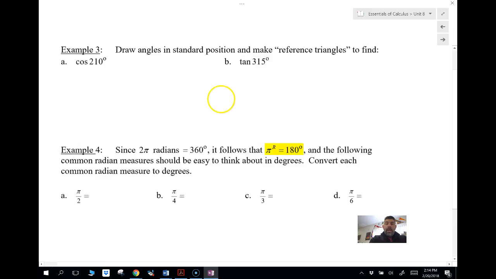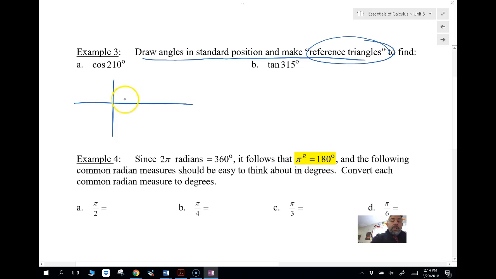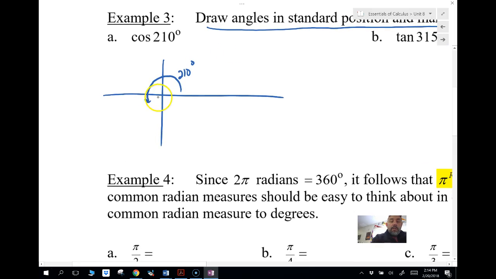So let's take a look at using reference angles. Draw the angles in standard position and make a reference triangle. So 210 degrees, all right, 210 degrees is going to be all the way over here, right? That's 210 degrees. So I'm going to have, like this.